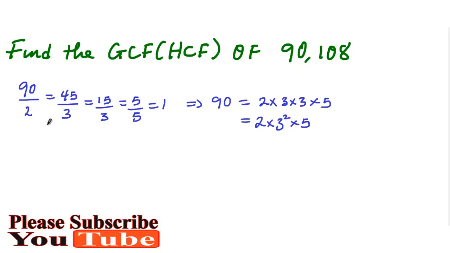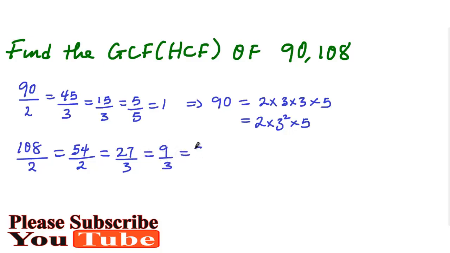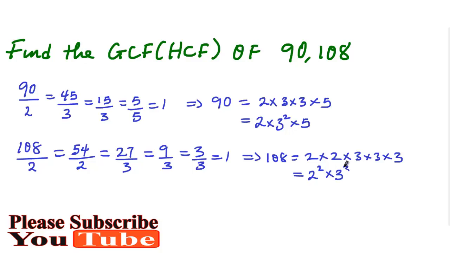Then let's move on to 108. So for 108, the prime factorization will start with 2. 108 divided by 2, that will give us 54. Divided by 2, that will give us 27. Divided by 3, that will give us 9. 9 divided by 3, that will give us 3. 3 divided by 3, that will give us 1. So this implies that the prime factorization of 108 will be 2 times 2 times 3 times 3 times 3. And this will give us 2 raised to power 2 times 3 raised to the power of 3.